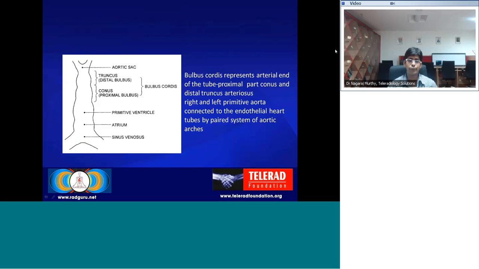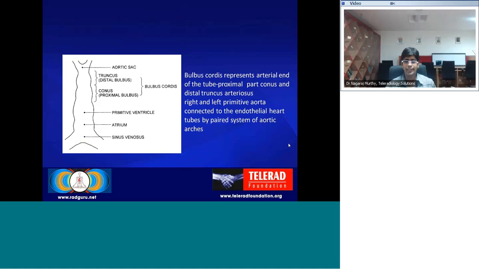This is a fused heart showing different dilatations. This is the venous end. This is the arterial end. That is the bulbus cordis, which forms the conus proximally and truncus distally. This is the primitive ventricle, atrium, and sinus venosus. Bulbus cordis represents the arterial end of the tube. The proximal part of it is conus and the distal is truncus arteriosus.